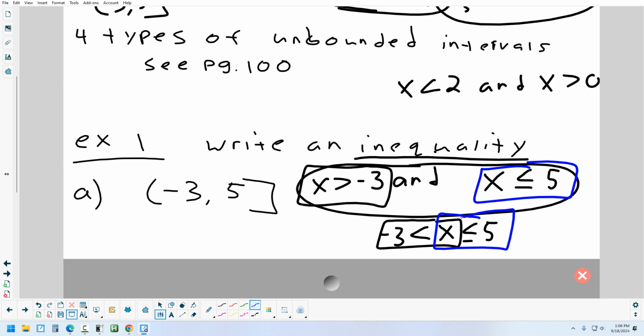So the lowest number always goes on the left? That's how I do it, yeah. It's not the only way to do it. You can reverse everything, but I don't want to confuse people.